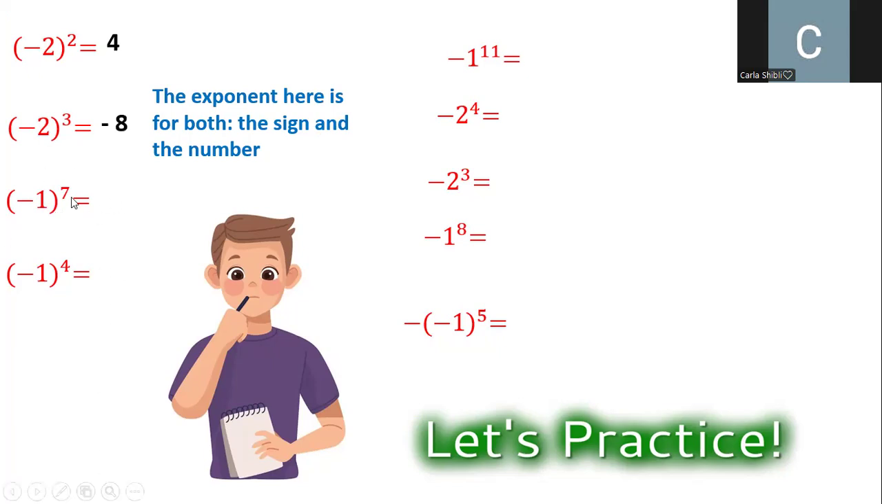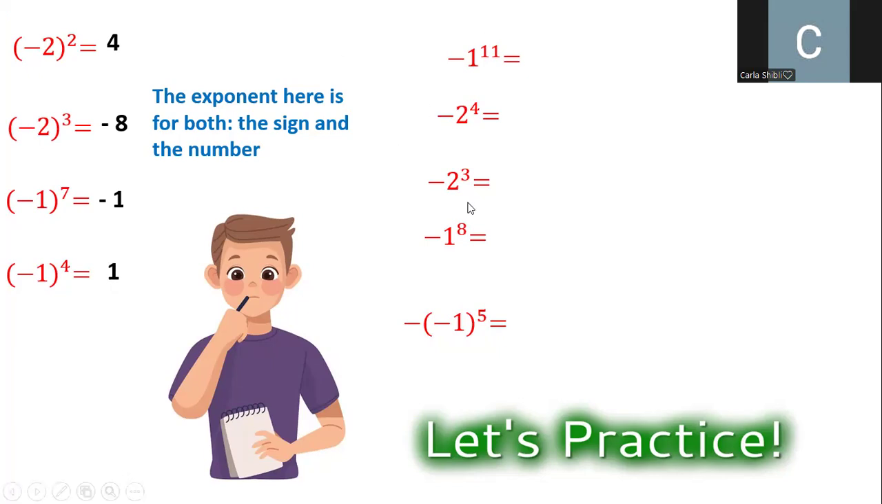Minus 1, all of it to the power 7. This is a negative base. My exponent is odd, so my answer will be negative, and 1 to the power 7 is 1. Minus 1, all of it to the power 4. This is a negative base. My exponent is even, so my answer will be positive, and 1 to the power 4 is 1.